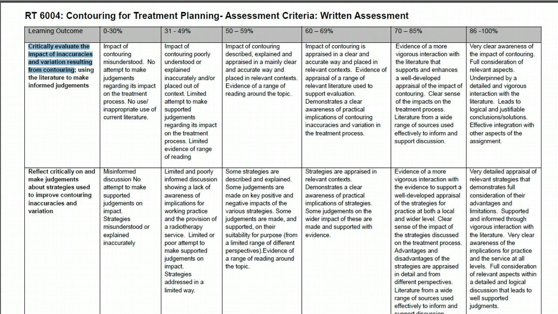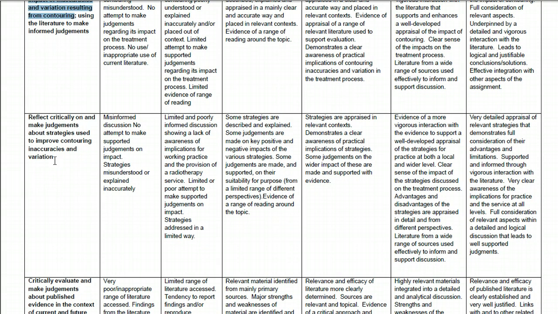Moving down to the next criteria for marking, which is to reflect critically on and make judgments about the strategy used to improve contouring inaccuracies and variation. So there is a wide amount of different strategies looking at how we can reduce inaccuracies and variations and improve our contouring. So it looks at both inter and intra contouring variabilities.